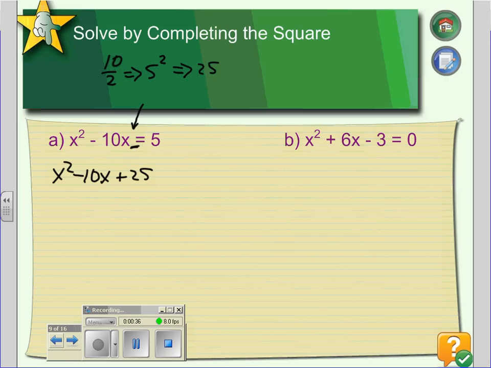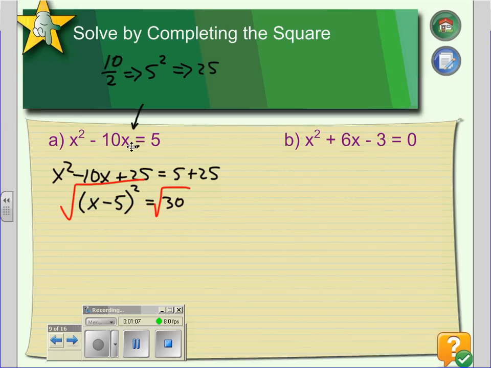Once we know that we're adding 25 on the left side, we must also add 25 on the right side to keep the equation balanced. Then we can take this trinomial on the left and factor it into x minus 5 quantity squared. Envision your square. How many x's will you have on each side? How many do you take to complete it? And that equals 30. Then we take the square root on each side.